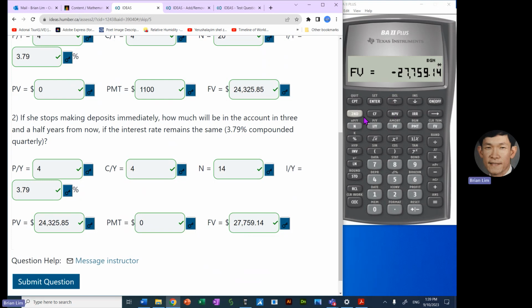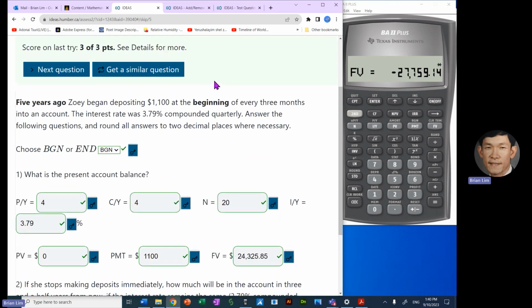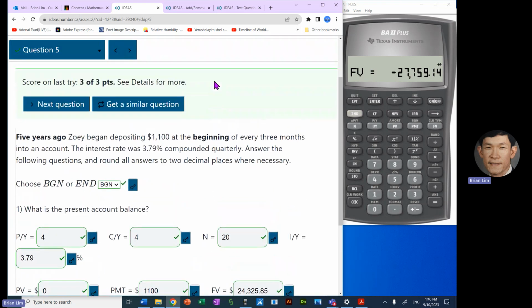I can go in here now by clicking second PMT, change from begin to end by clicking second enter. All right, now it's end. Get out of this mode by clicking second CPT. And now if I compute the future value, you see I still get the same number. Now that is because the payment is 0. When there is a payment, it does matter whether you are in begin or end mode, right? So please remember that when you are doing your questions.